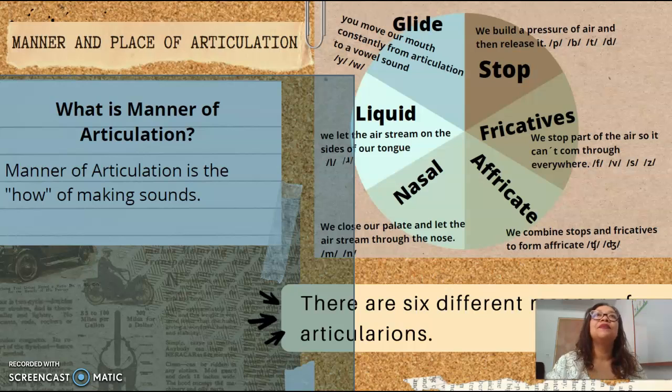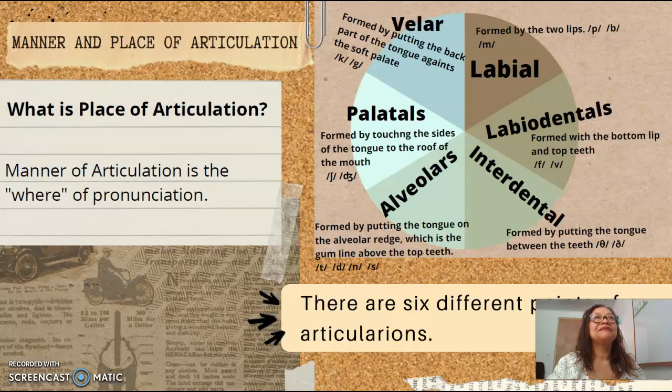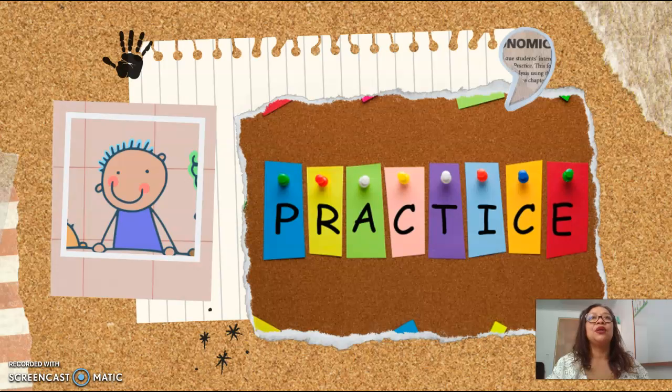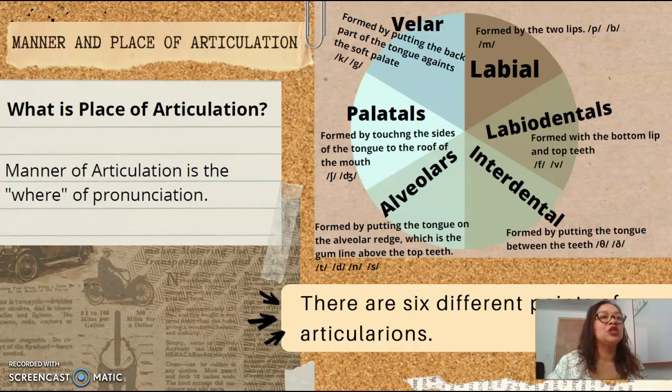And the glides. You move your mouth constantly for an articulation between a consonant and a vowel. Wa. Now let's continue with another part that is important, which is the place of articulation. That means where you pronounce the sound. We have the labials. To produce the labials, you have to join your two lips.